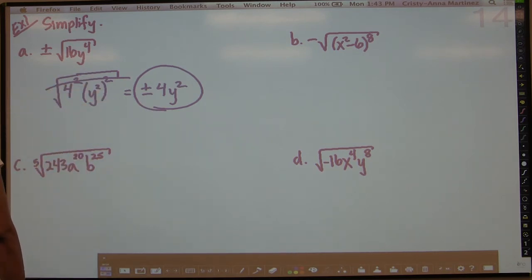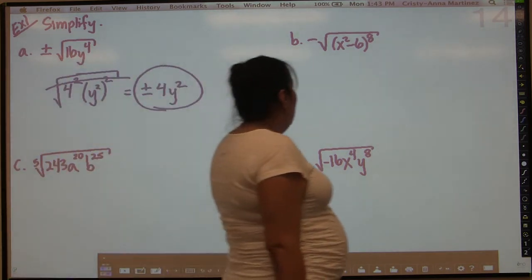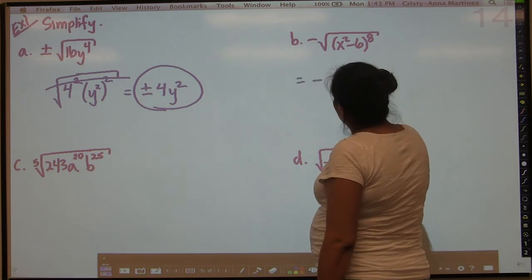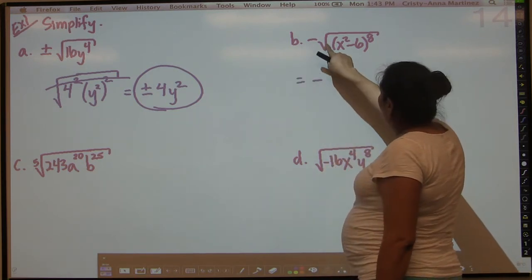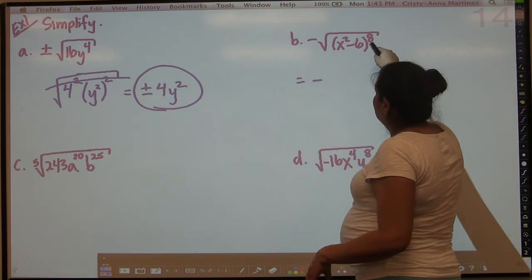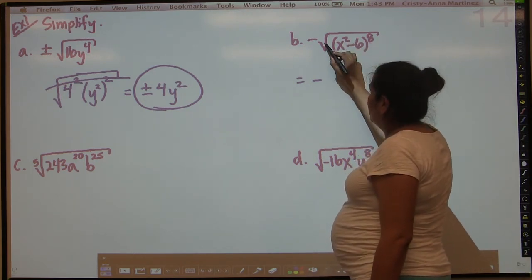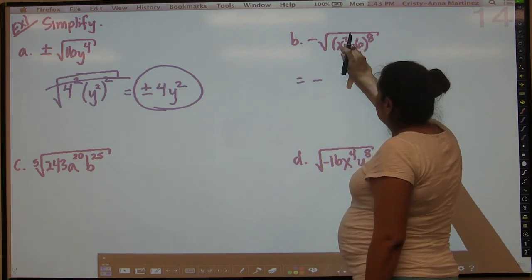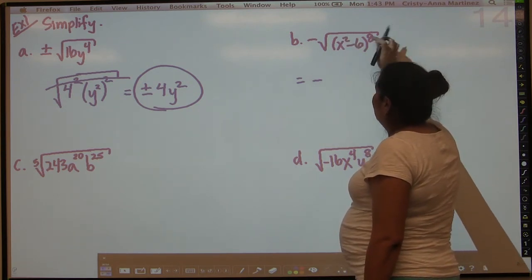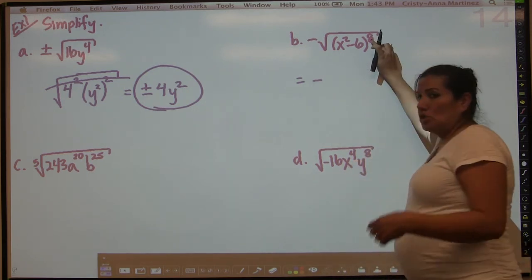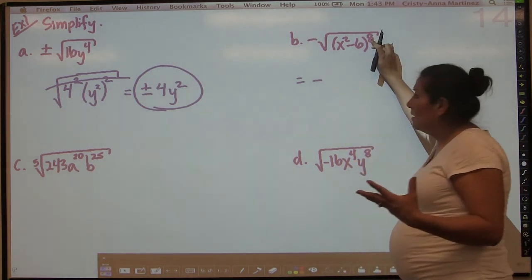Alright, so we're going to try again in part B. Same idea. We have a negative in this case, so our answer will end up being negative. And so we have a square root again. So again, our goal is to get this entire, by the way, don't try to cancel this square with the square root, because this square is inside of these parentheses, which is being governed by this 8 out here. So what we have to do is convert that 8 to something with a square in it.